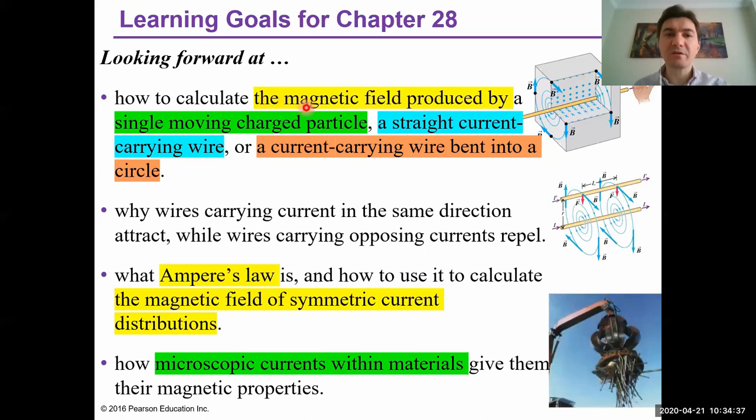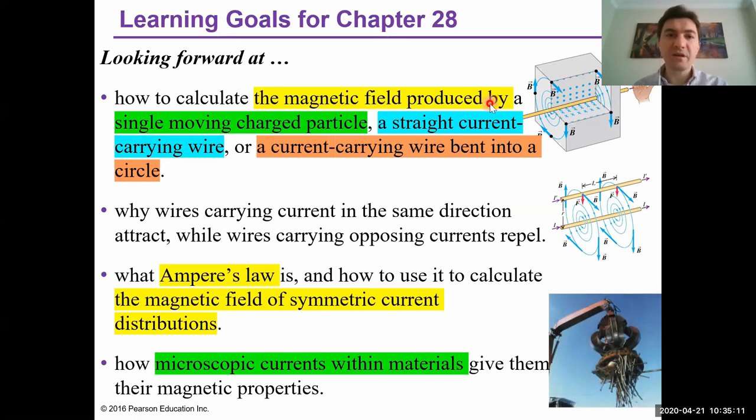We will talk about magnetic field produced by a single moving charge particle. Let's consider you have a charge particle and it is moving in certain direction. And what is the magnetic field produced by that charge particle? We will talk about that first of all. And then we will discuss the magnetic field produced by a straight current carrying wire. So we will spend some time for it.